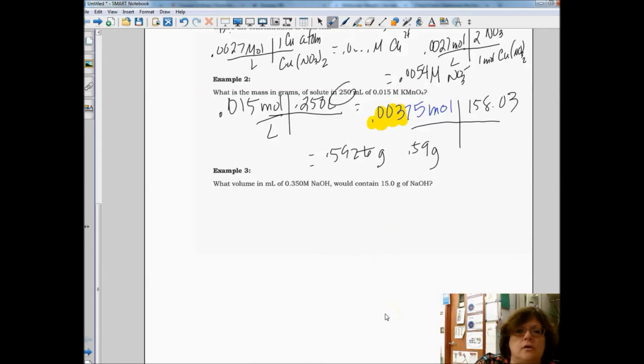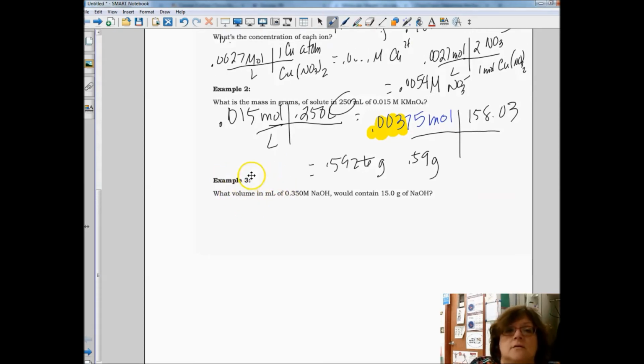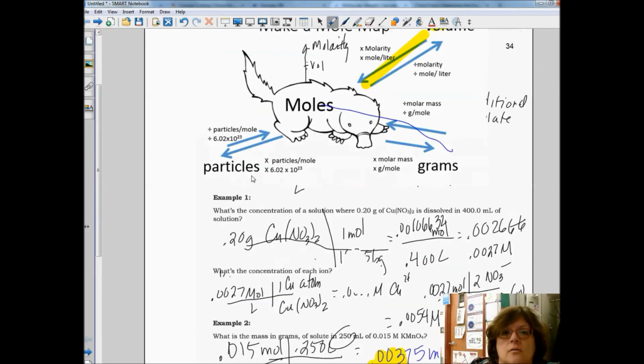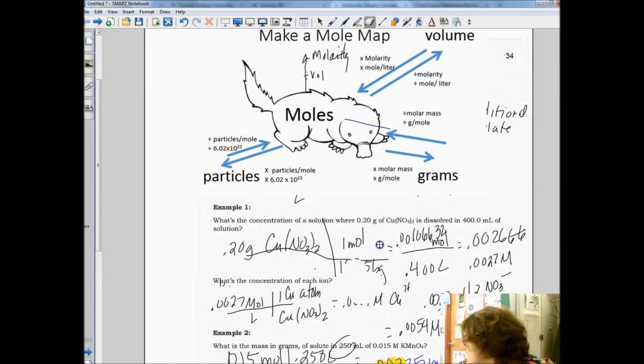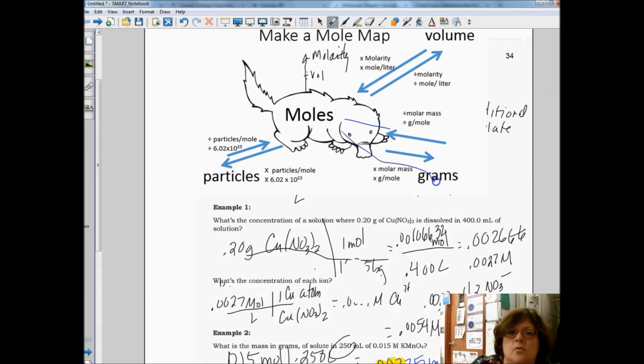Our third, we say what volume in milliliters, so we're going to solve for volume this time. If we look at our map, we're going to solve for volume this time. The question tells us molarity, and it tells us grams. So we're going to start with grams, go from grams to moles, and then moles to volume using the molarity.